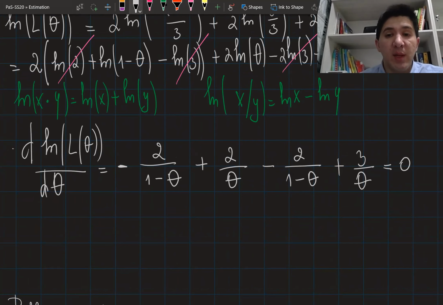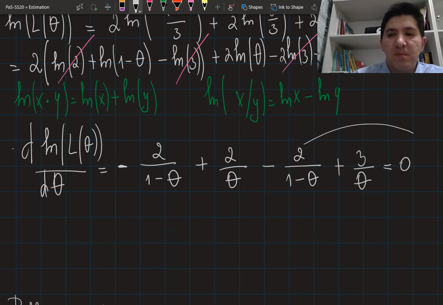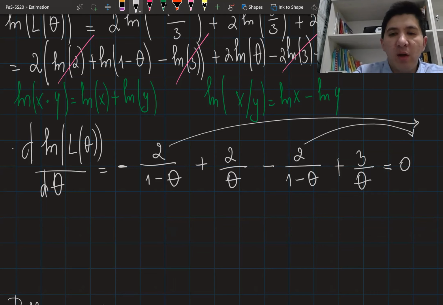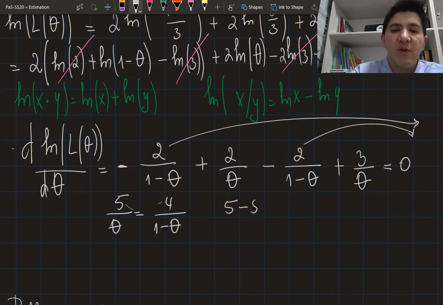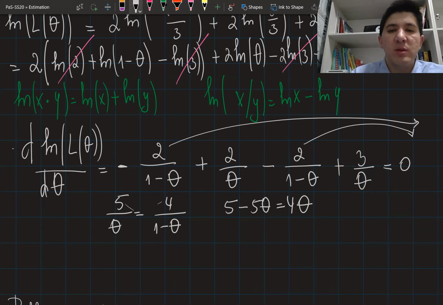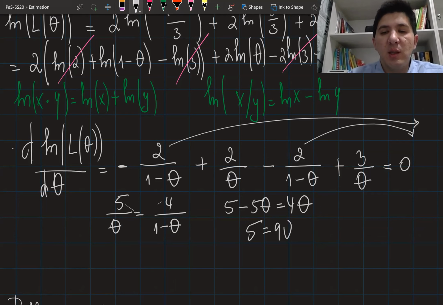So what we have to do is put these two terms to 0, right? What we have here is 5 over theta is equal to 4 over 1 minus theta. If this term goes here and this one goes here, I will have 5 minus 5 theta is equal to 4 theta, right? If 5 theta goes to the right, I will have 5 is equal to 9 theta. So that is why the value for theta is going to be equal to 5 over 9.